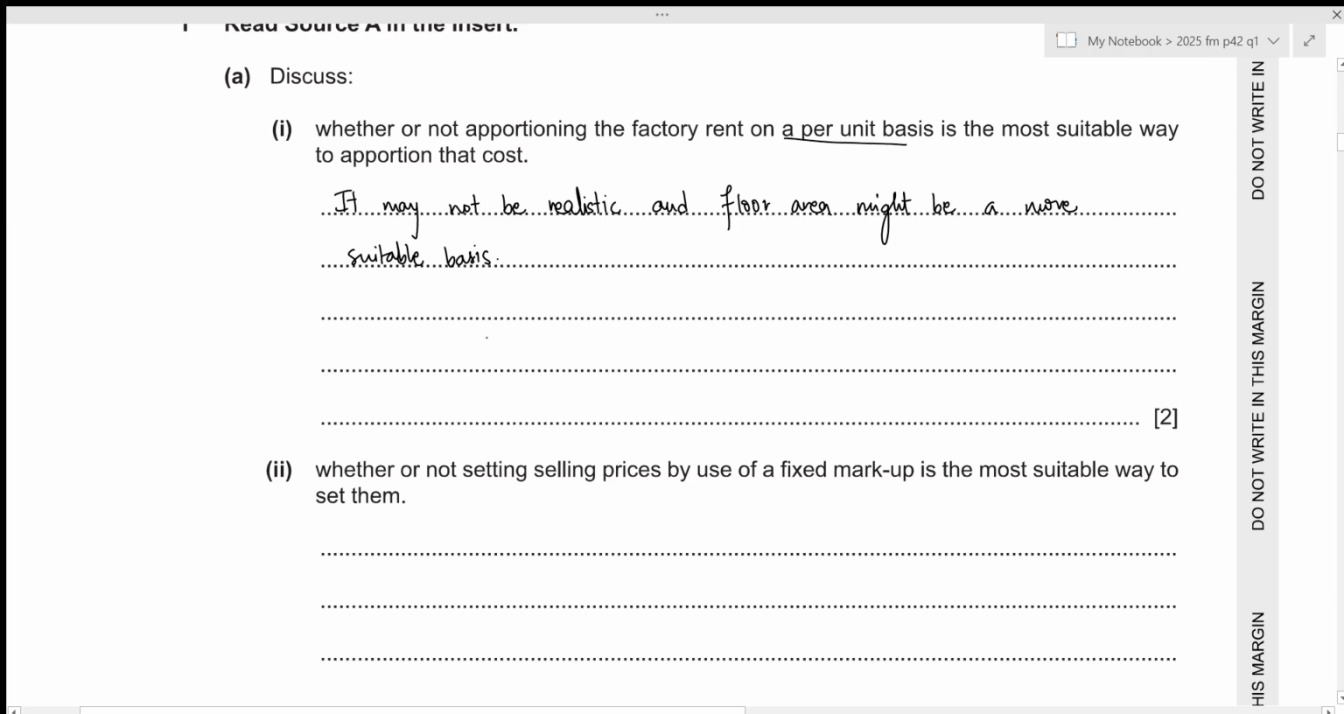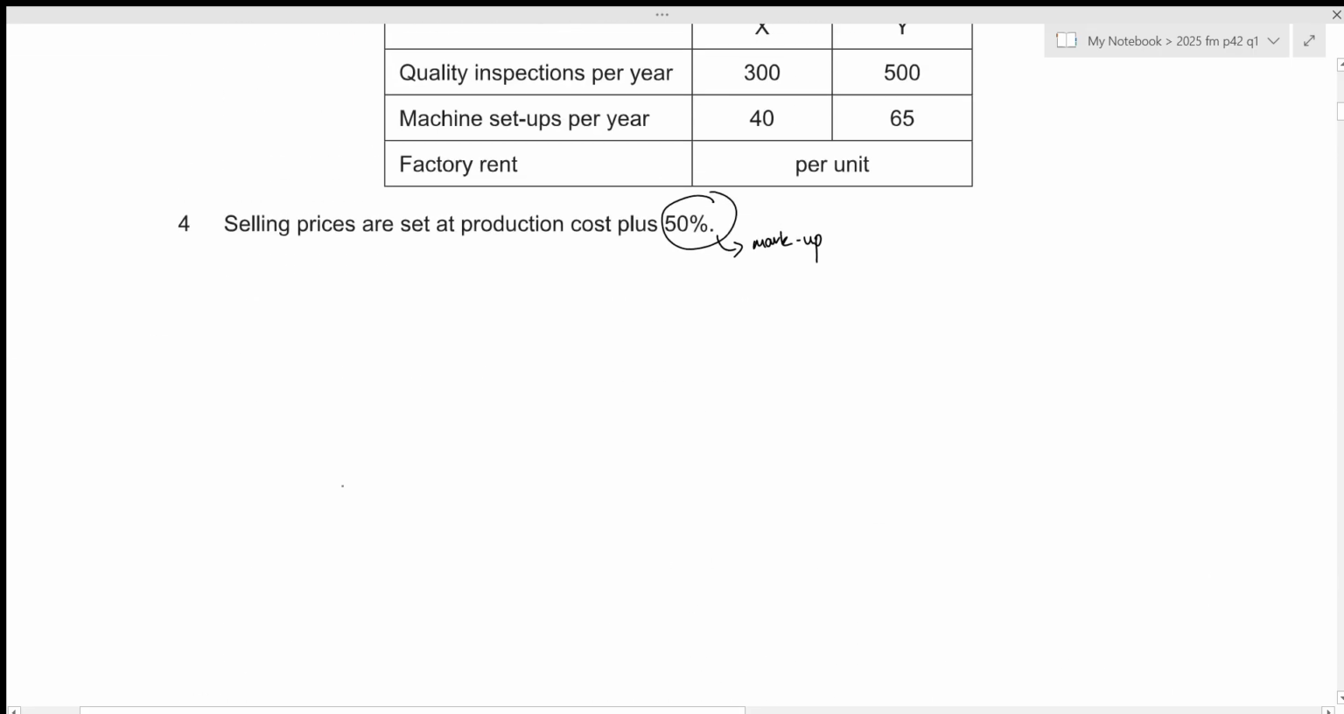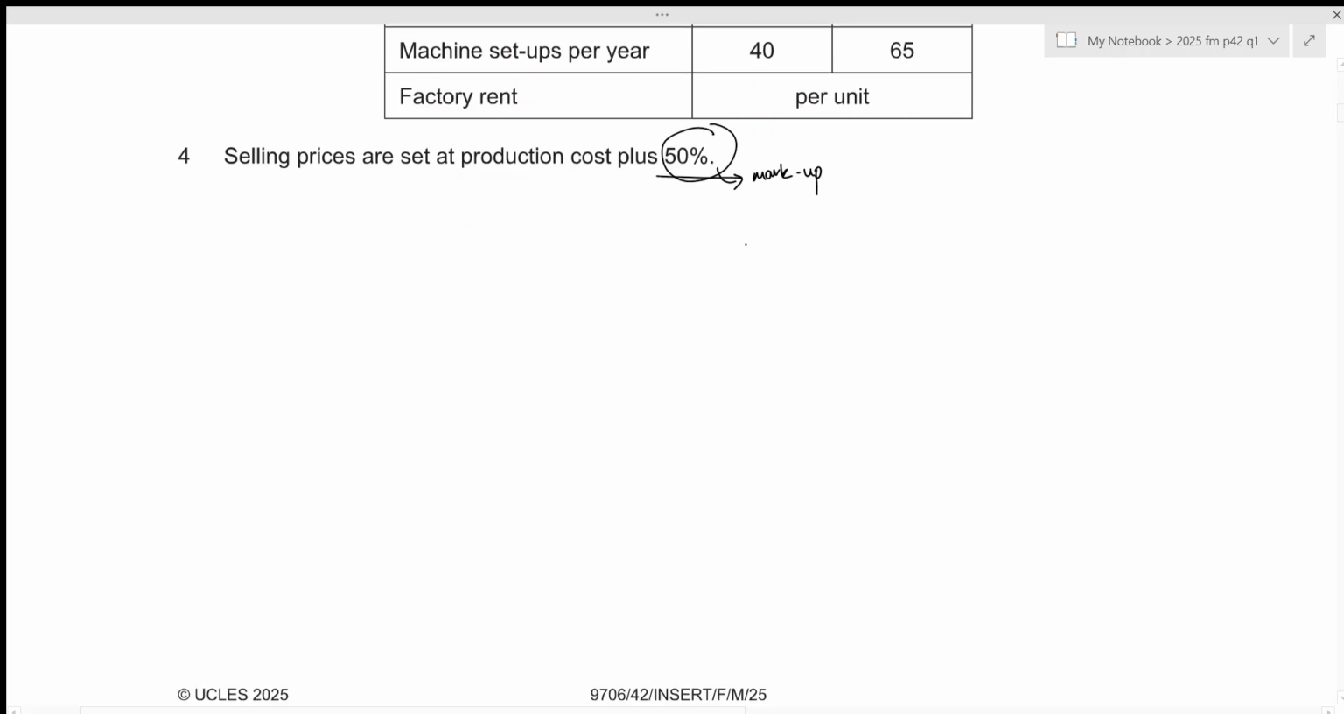For the second one, we need to discuss whether or not setting selling prices by use of a fixed markup is the most suitable way to set them. So in this case, we are considering 50% markup, which means that we are adding 50% of our cost as part of our profit in order to set the selling price. It is quite simple to apply, but when we are considering a rate of 50%, we're not really considering the price that the competitors may be charging. So our product may not have a competitive selling price in the market. Let's write it down.